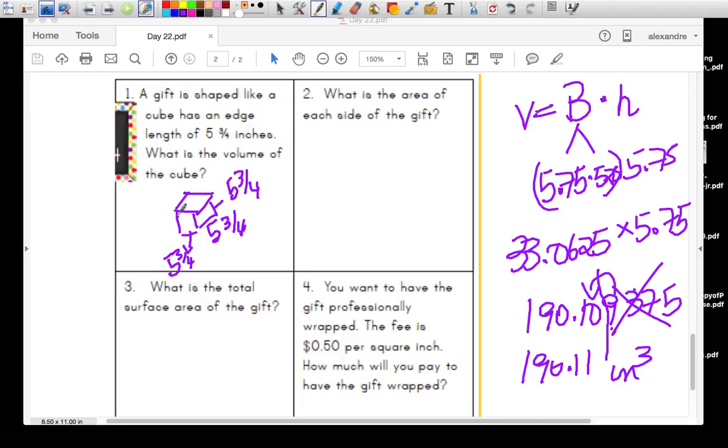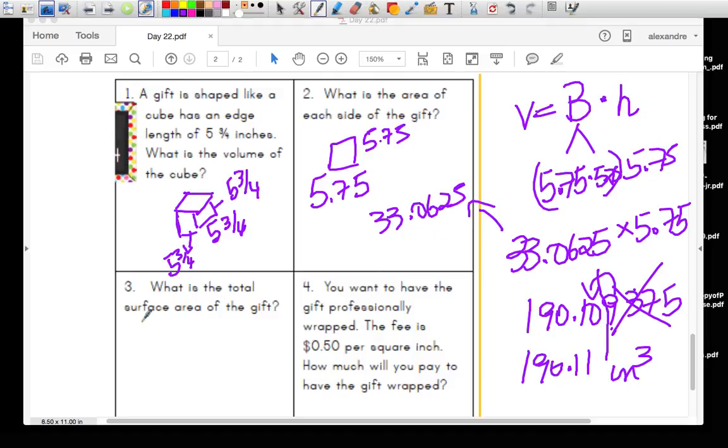What's the area of each side of the gift? It's a square, so let's take that face. This is 5.75 and this is 5.75 again, and the answer is these two multiplied, which gives me 33.0625, which is what we had over here.